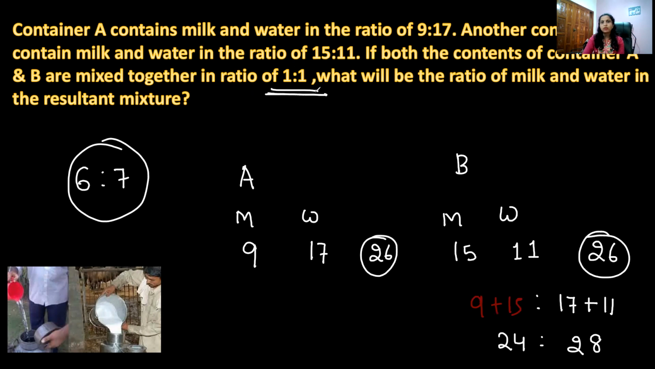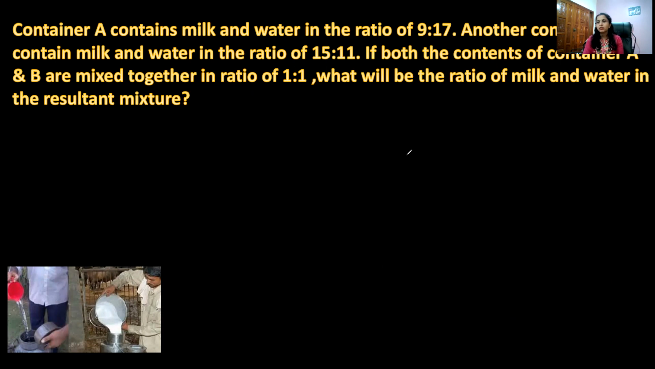But the sum of the ratio must be the same, right? Very, very easy to understand. When the sums of the ratios are equal, that is the method we need to follow.